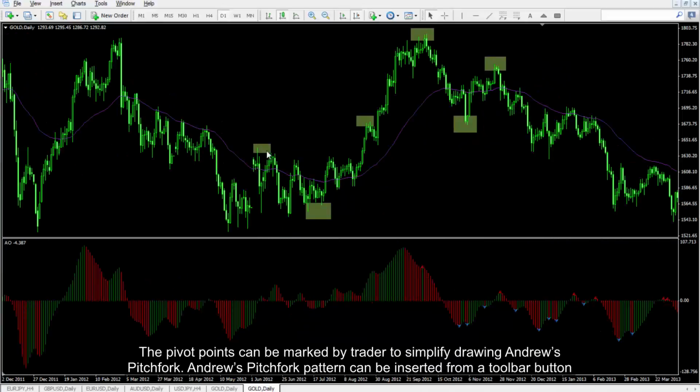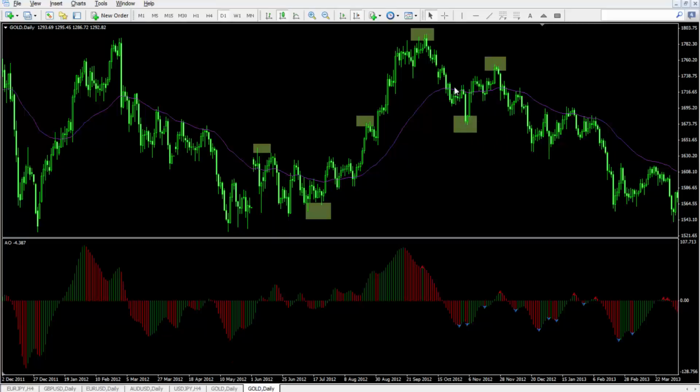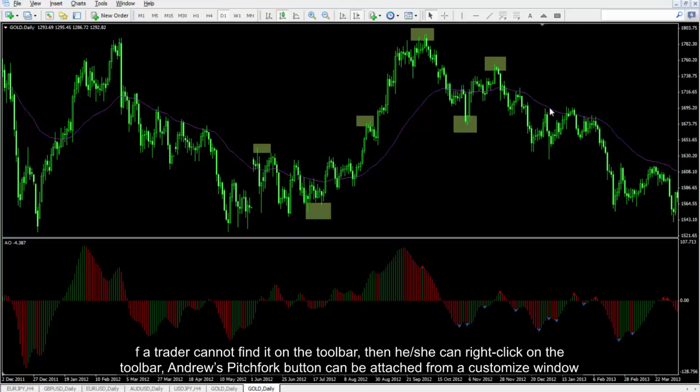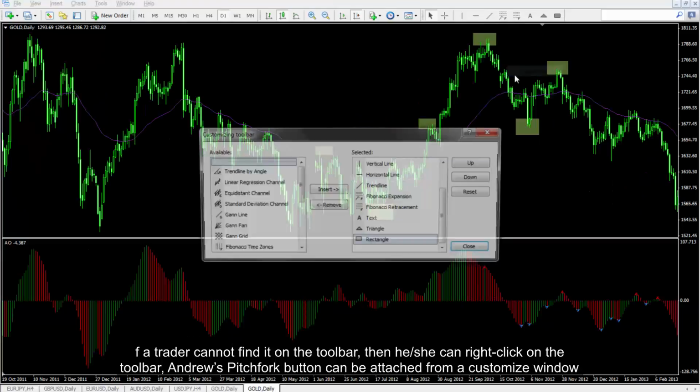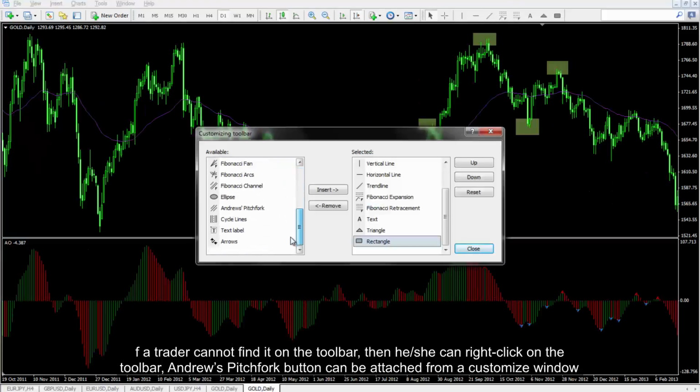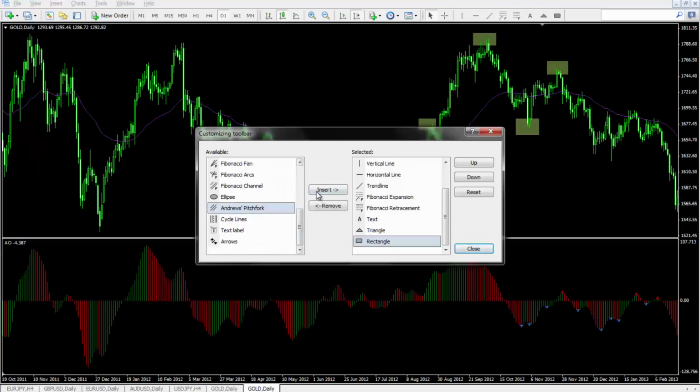The pivot points can be marked by a trader to simplify drawing Andrew's Pitchfork. Andrew's Pitchfork pattern can be inserted from a toolbar menu. If a trader cannot find it on the toolbar, then he or she can right-click on the toolbar. Andrew's Pitchfork button can be attached from a customized window.